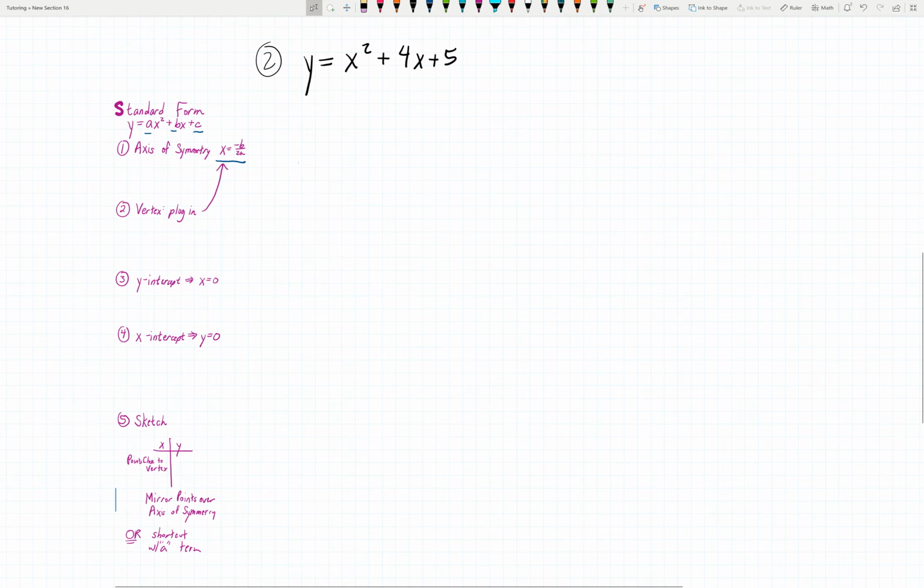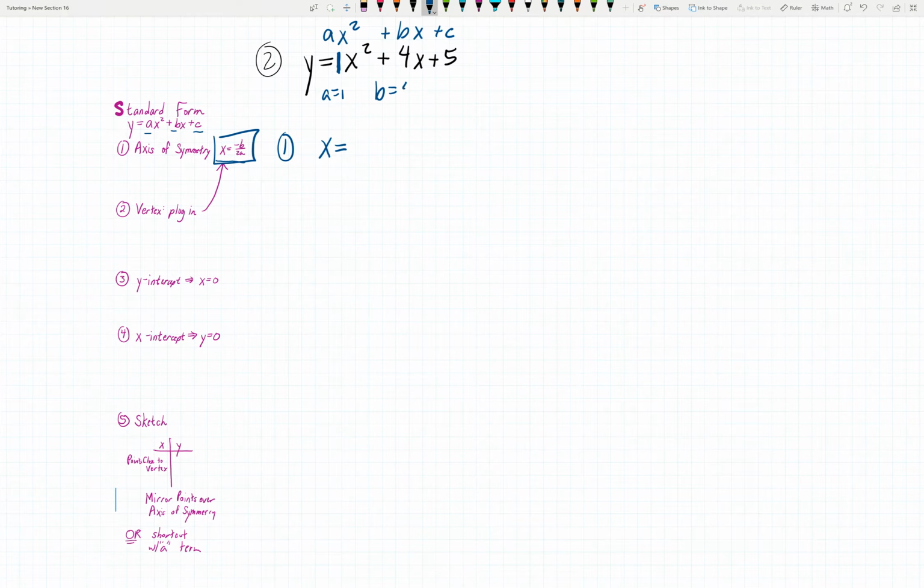Right, we do it again. So first we're going to find the axis of symmetry just using x equals negative b over 2a. Remember, this is in standard form, so it's ax squared plus bx plus c. So I can see my a is 1. I'm just too lazy to write that coefficient. B is 4, c is 5.